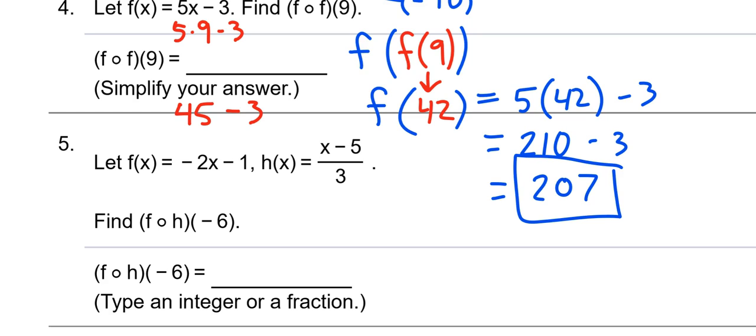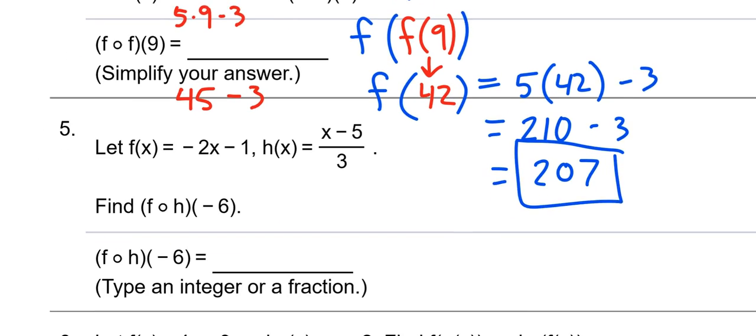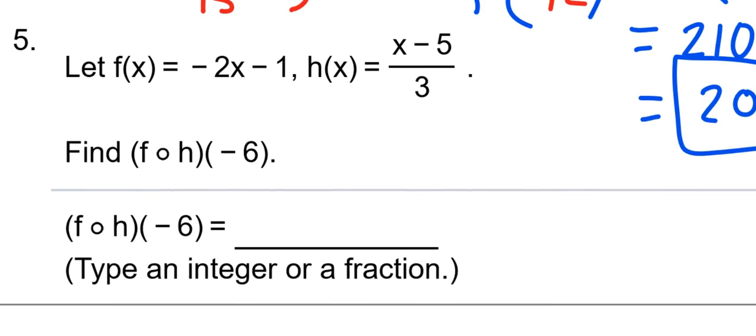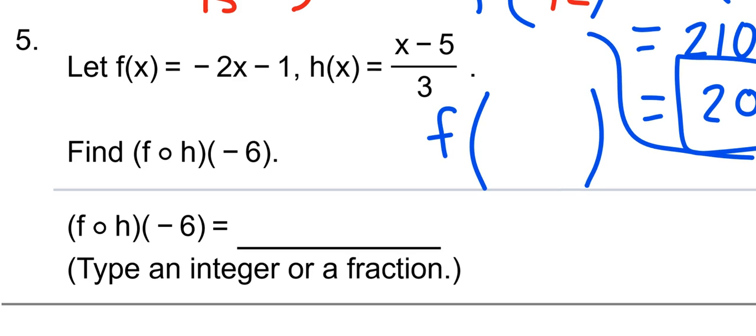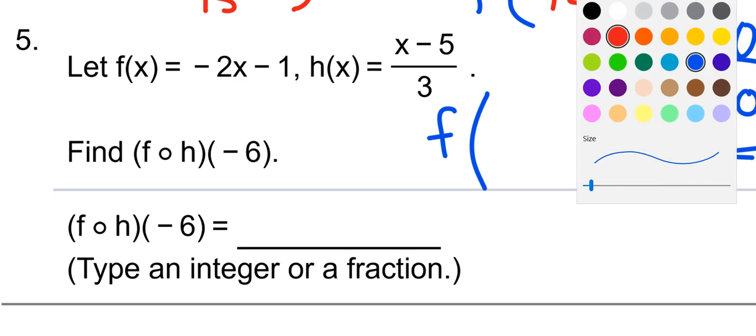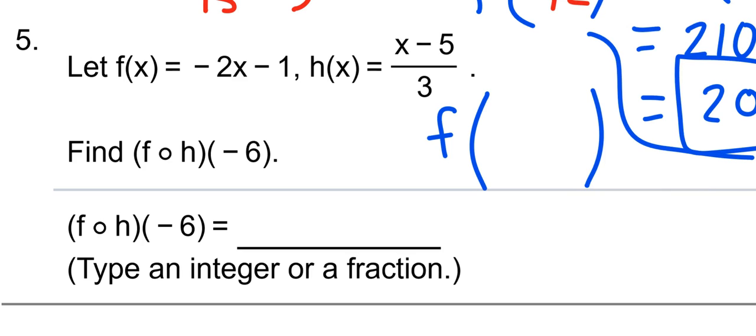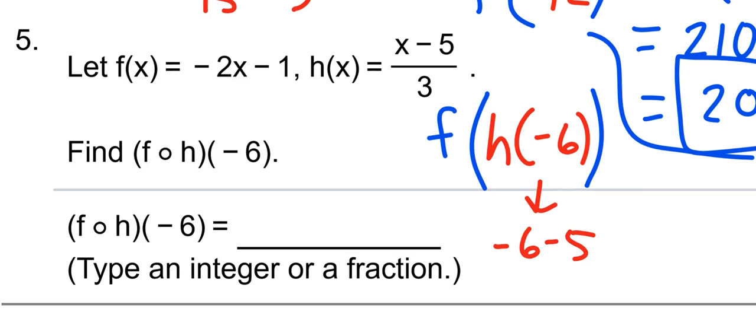So, continuing this idea of practicing, we want f of, and this is a completely separate problem from that, h of negative 6. And so h of negative 6, that's, let's see here, negative 6 minus 5 over 3. That's negative 11 over 3. That's ugly.